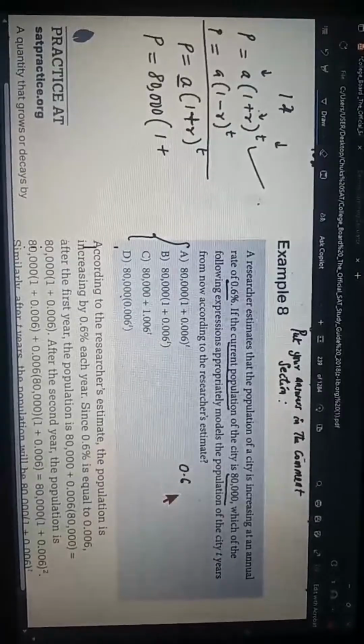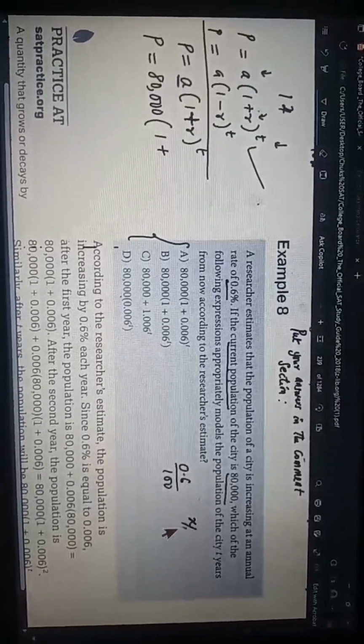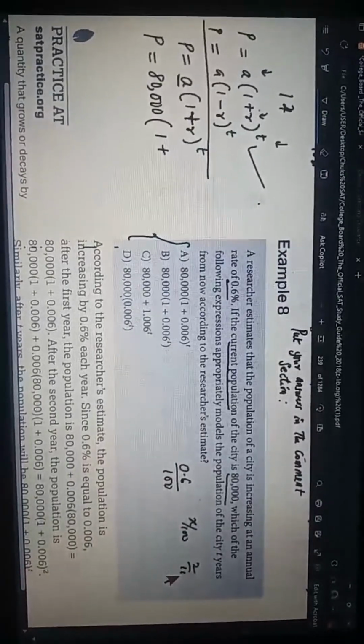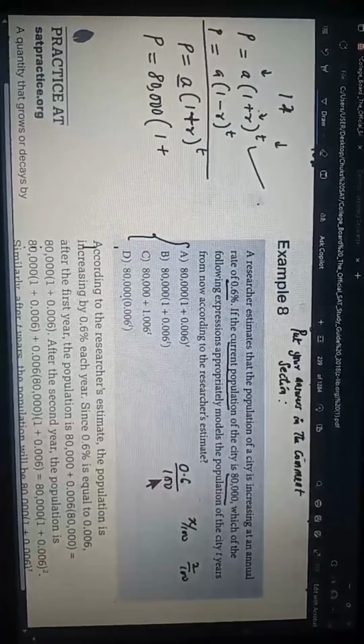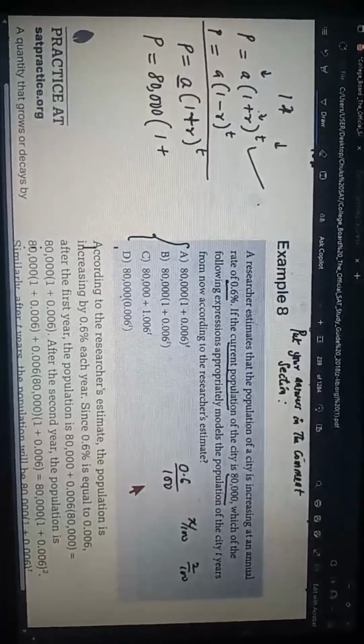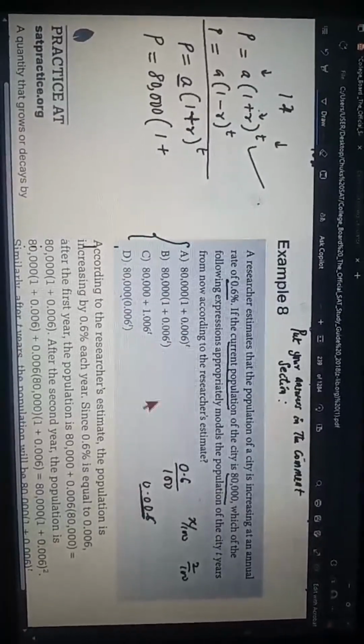0.6% is simply 0.6 over 100. Anything percent, x% is x over 100, 2% is 2 over 100. You get it? So 0.6% is 0.6 over 100, and that will give us what? 0.006.